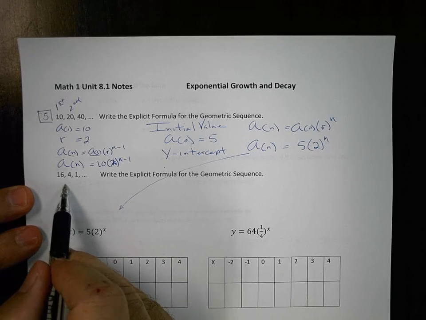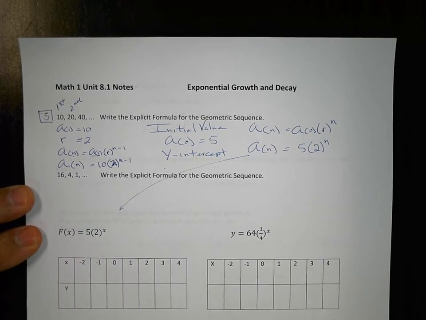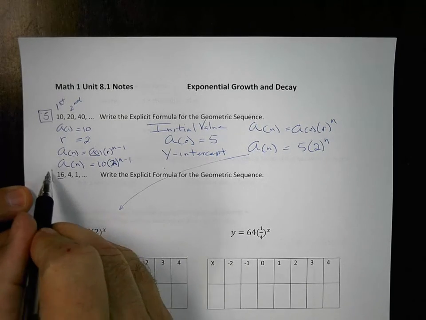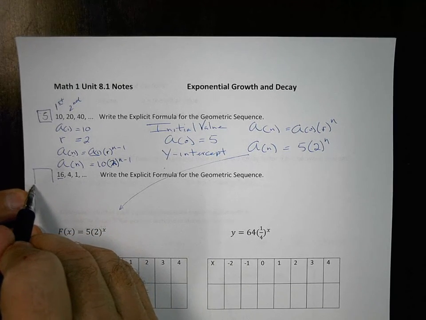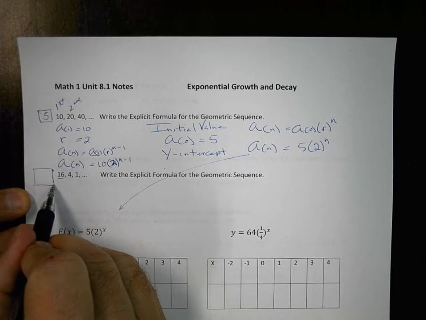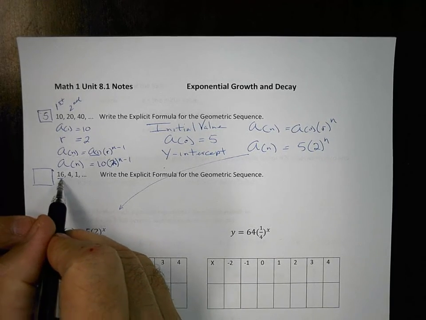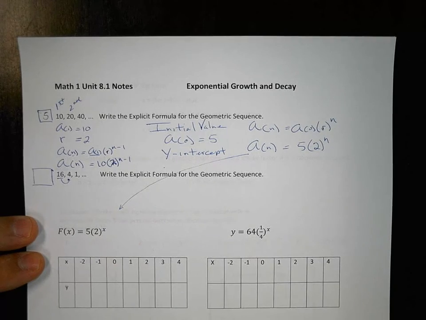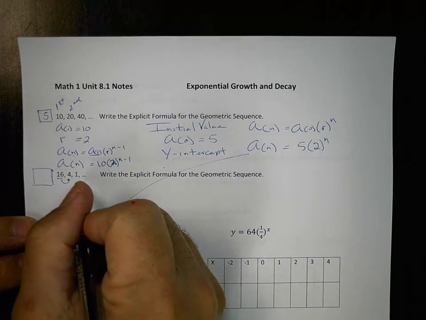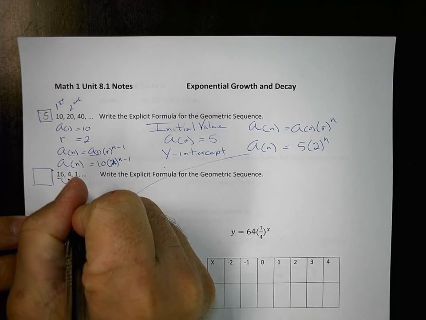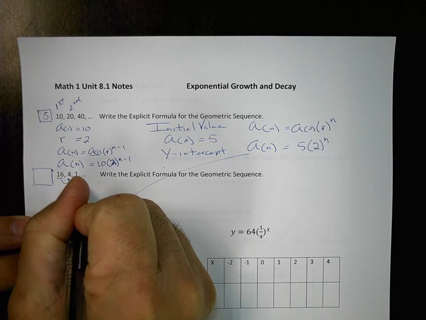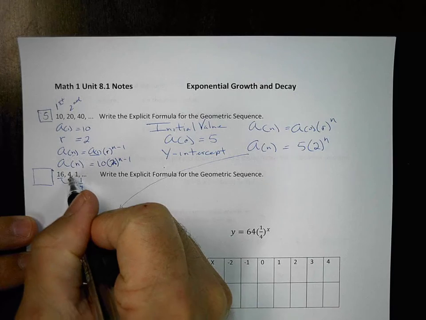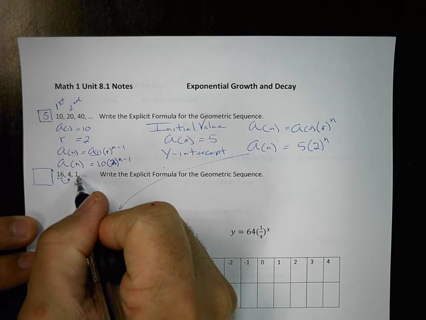Let's look at this second explicit formula for the geometric sequence. Again, this is the first term. So let's work backwards and find that initial value, that y-intercept, or a of 0. So how do we get from 16 to 4? Some might say divide by 4, but remember, in a geometric sequence, we always multiply. So instead of dividing by 4, we're going to multiply by 1/4. 16 times 1/4 is 4, and 4 times 1/4 is 1.